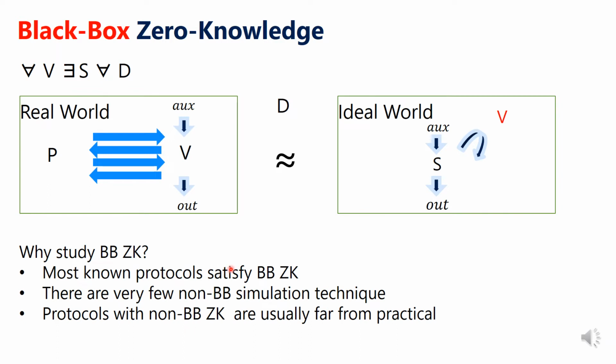In particular, we consider a subclass of the zero-knowledge property called black-box zero-knowledge. The difference from the general zero-knowledge property is that the simulator is limited to those that only use the verifier as a black box, and this is the only difference. So this is a stronger requirement than standard zero-knowledge.